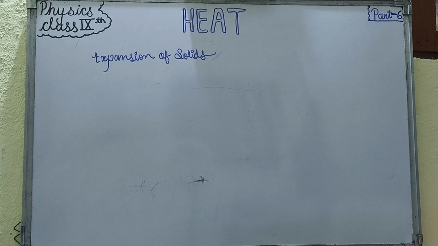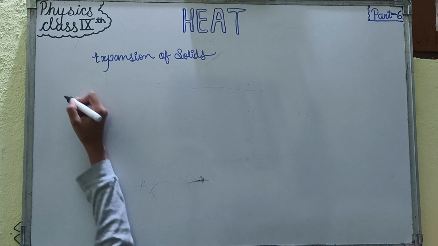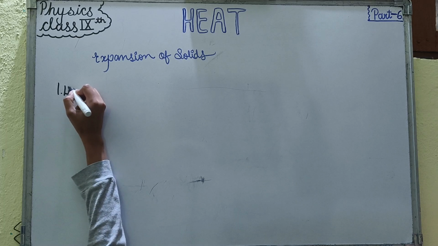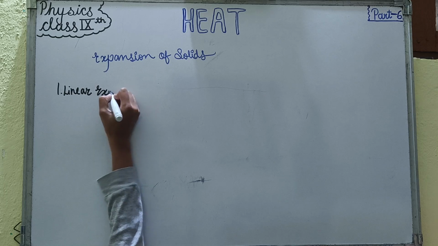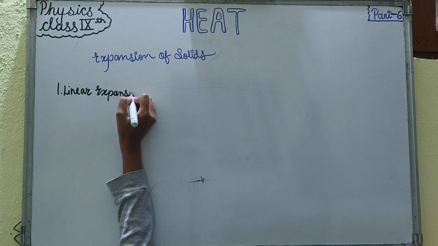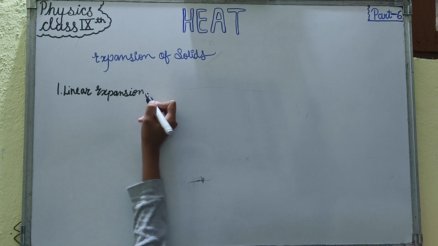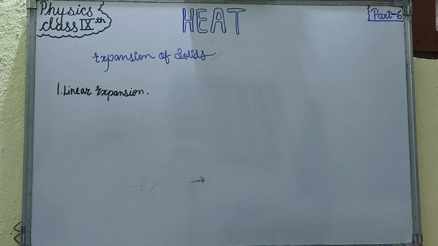So first type is linear expansion. Second is superficial or surface expansion. Third is cubical or volume expansion. Now let us start with the first one, which is linear expansion.